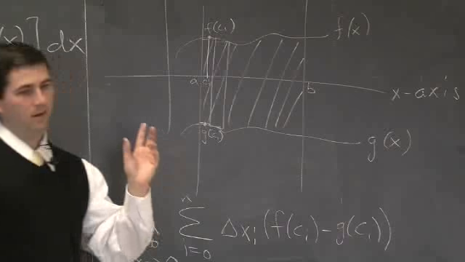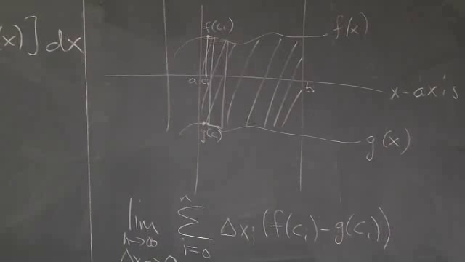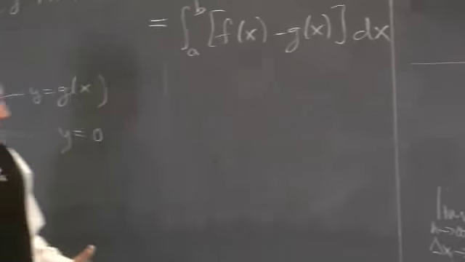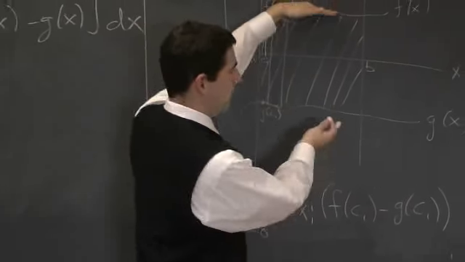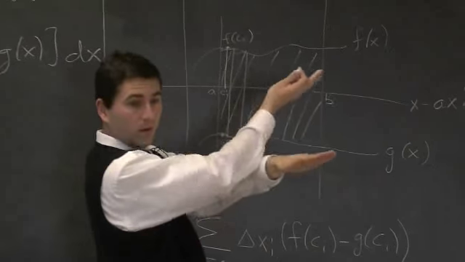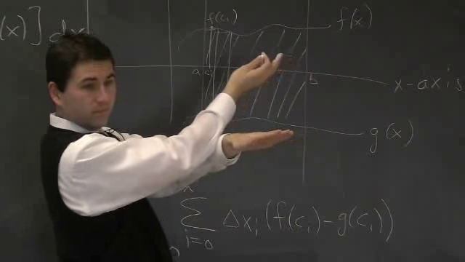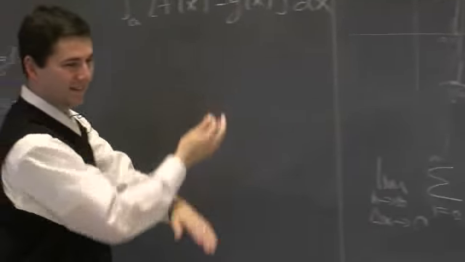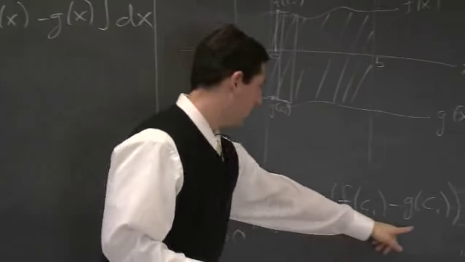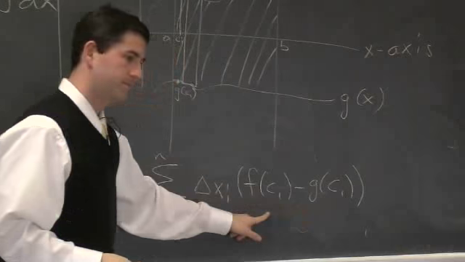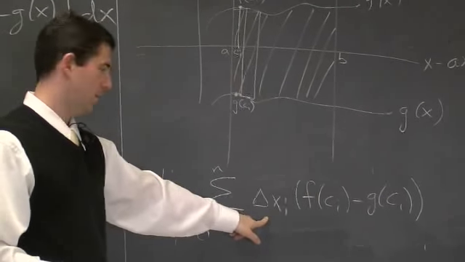Now I say that as if distance is always positive, and of course distance, in some sense, is always positive. On the other hand, it could be the case that these functions f and g cross. So we have to keep that in mind as we go forward. But for now, that's the height of our rectangle, and that's the width of our rectangle.